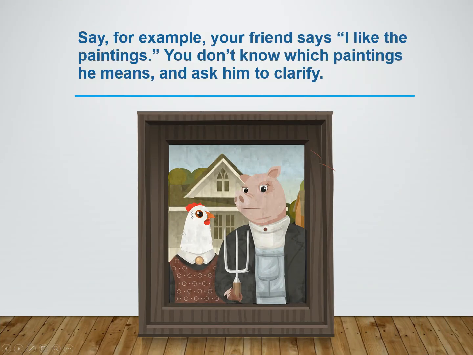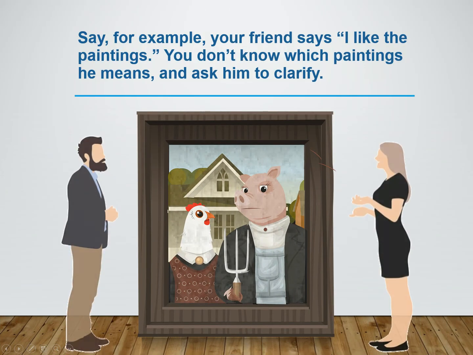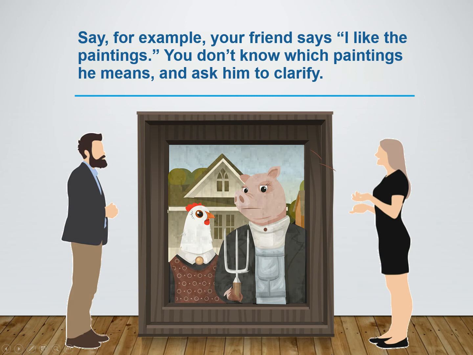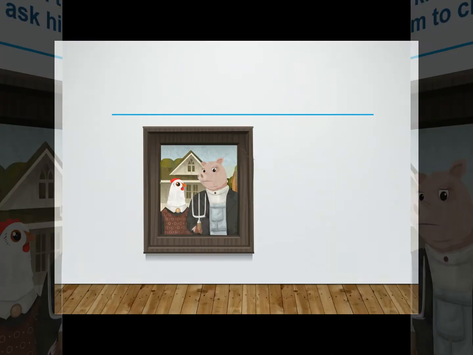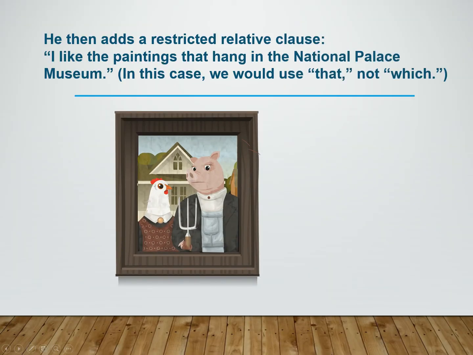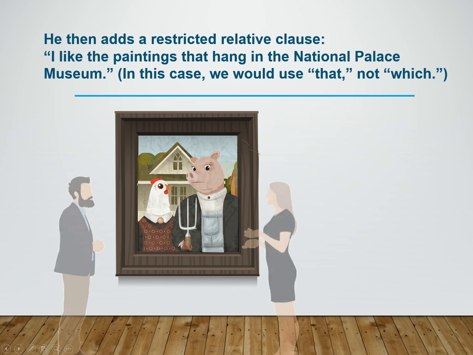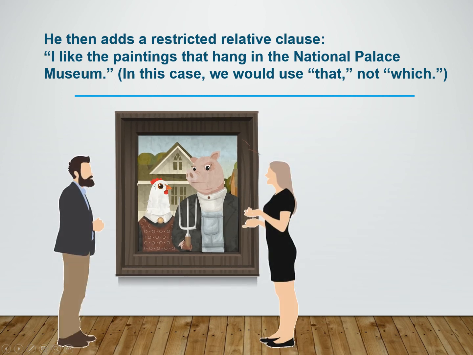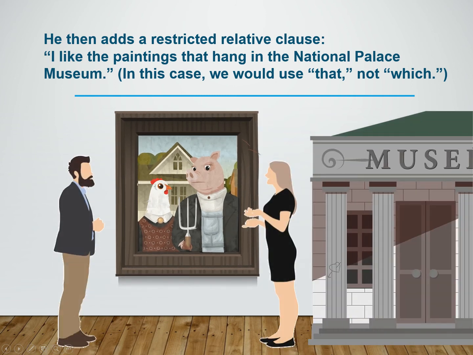Say, for example, your friend says, "I like the paintings." You don't know which paintings he means, and ask him to clarify. He then adds a restrictive relative clause. I like the paintings that hang in the National Palace Museum. In this case, we would use that, not which.